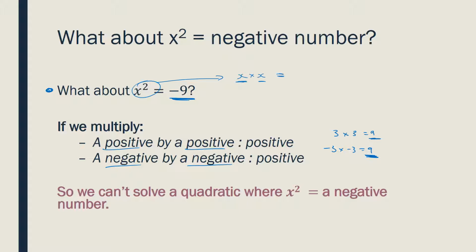So they're either both positive or both negative. Now, if they're both positive, you're going to have positive. If they're both negative, they're going to be positive. So we can't get an answer here that is negative. This has to be positive. So that means it's not going to equal minus 9. So in summary, you can't solve a quadratic where x squared is a negative number.